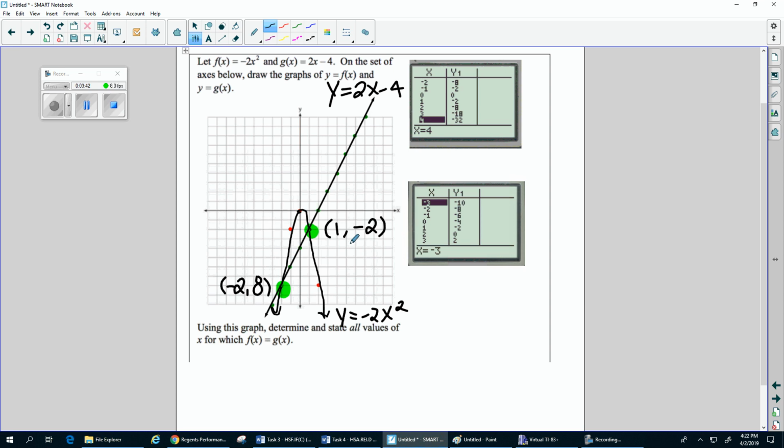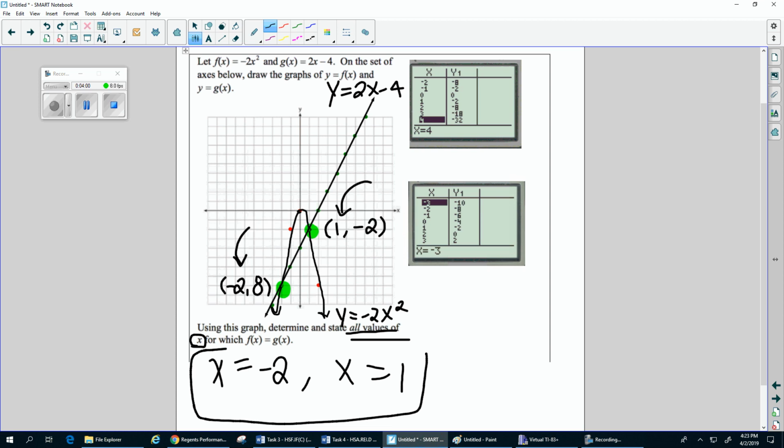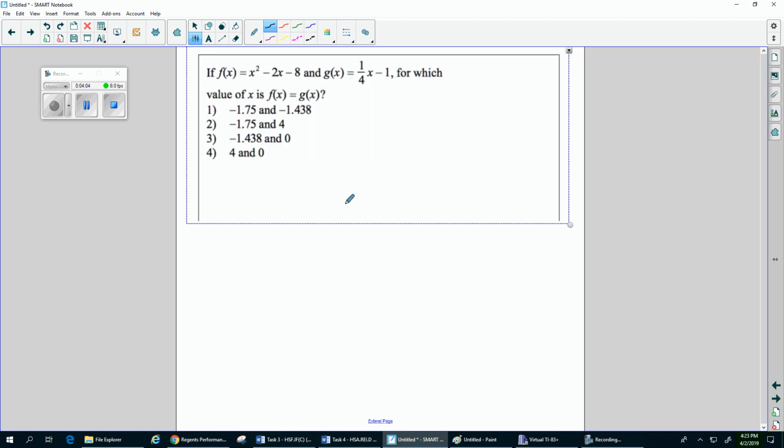Okay, so if you just wrote that as your answer, you might have lost some points because the question is only asking for our x values. So x is going to be equal to negative 2, and x is going to be equal to positive 1. They only want your x values. Take a look at your next question.